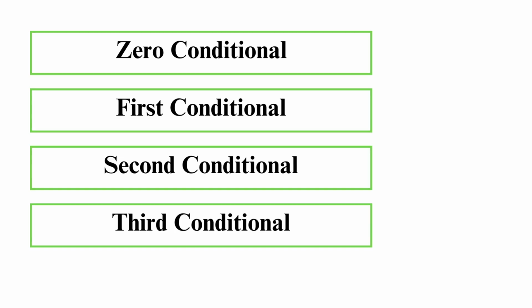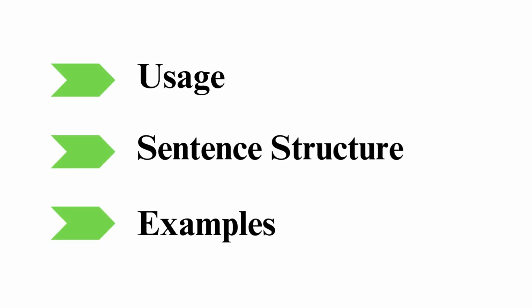In this video we will explore the 4 types of conditional sentences used in English. We'll explain their usage, sentence structure in detail, and provide examples for each type with clear explanations. Let's get started. First we have zero conditional.